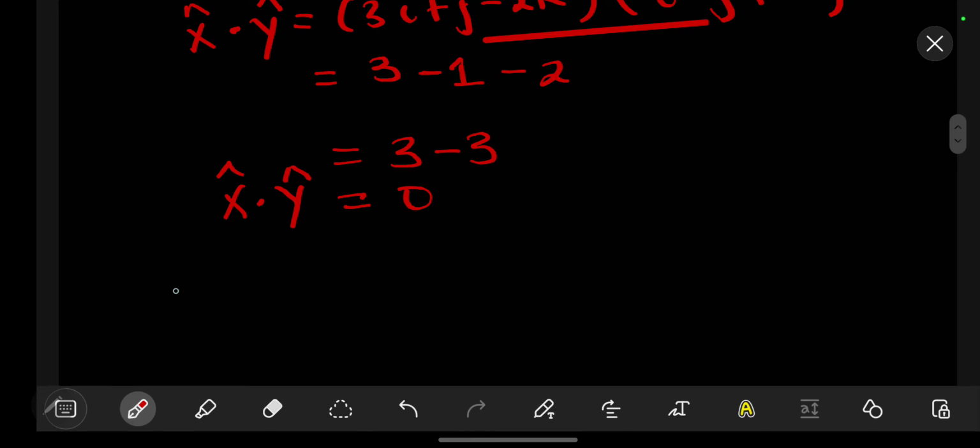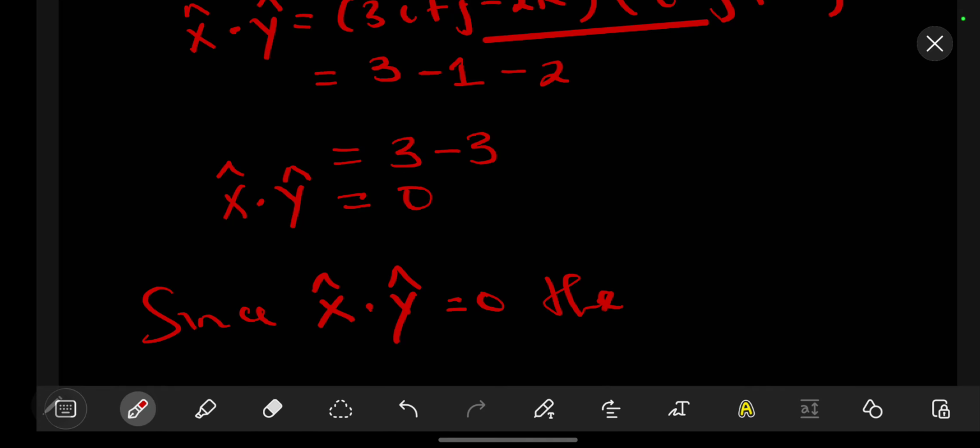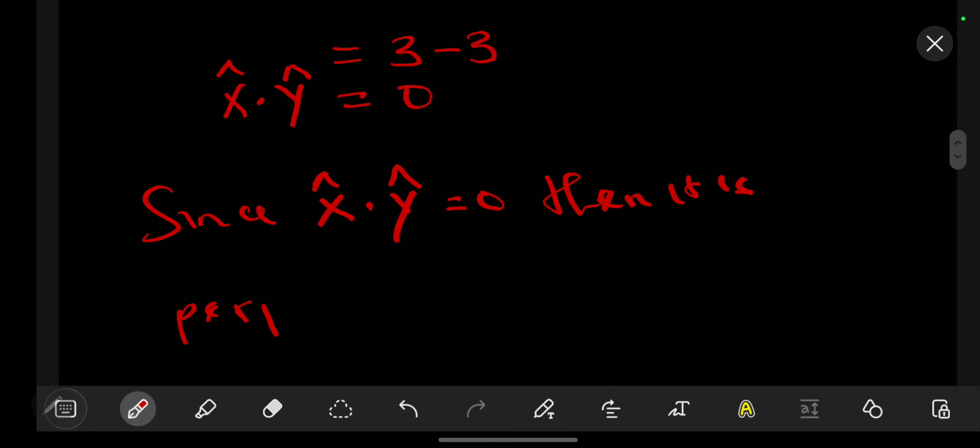Then you will conclude that since our x dot y is equal to 0, then it is perpendicular. So this is how we deal with two vectors that are perpendicular.